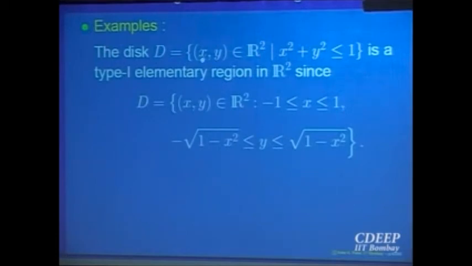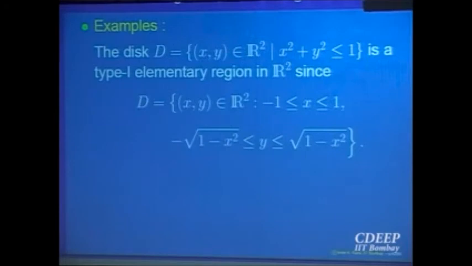Look at the disk x square plus y square less than or equal to 1 in the plane, the unit disk, right? I can write that unit disk as the set of (x, y) in R2, where x goes from minus 1 to plus 1, and for that I compute my y from this formula. y goes from minus square root of 1 minus x square to plus square root of 1 minus x square. So I have written the disk as a type 1 elementary domain. One can write it also as a type 2 elementary domain. So it's not that a domain will be only of type 1 or only of type 2, it could be of both types.